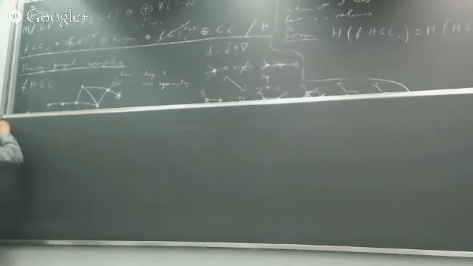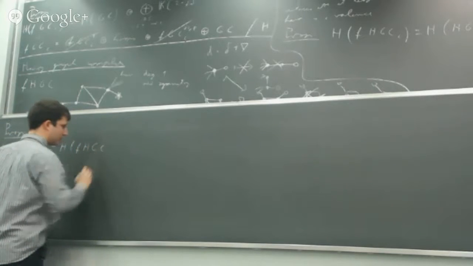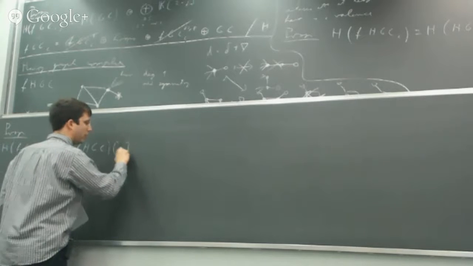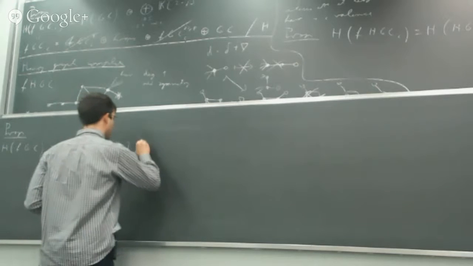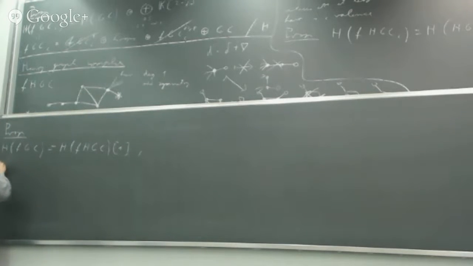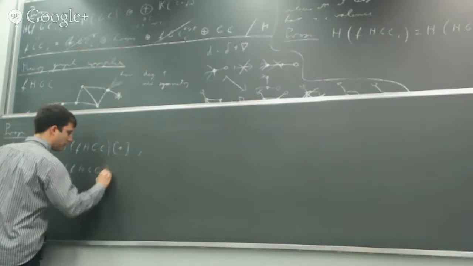I have another proposition. This one I will prove. Homology of the full graph complex, the old one, is equal to homology of the full hairy graph complex, shifted by one. Okay, you will see why I'm shifting. And the same is true for connected: H of FGC connected equals H of HGC connected.